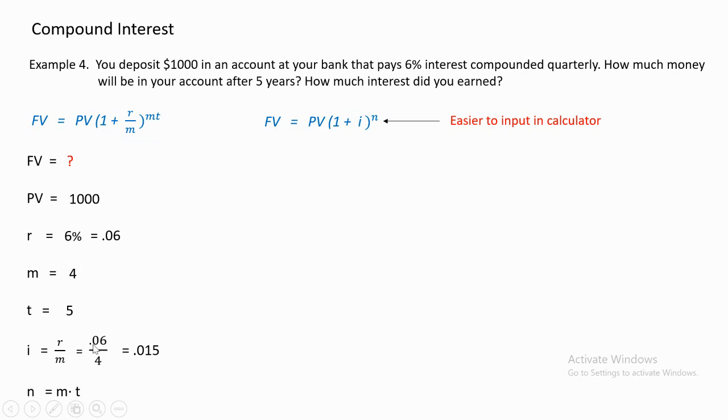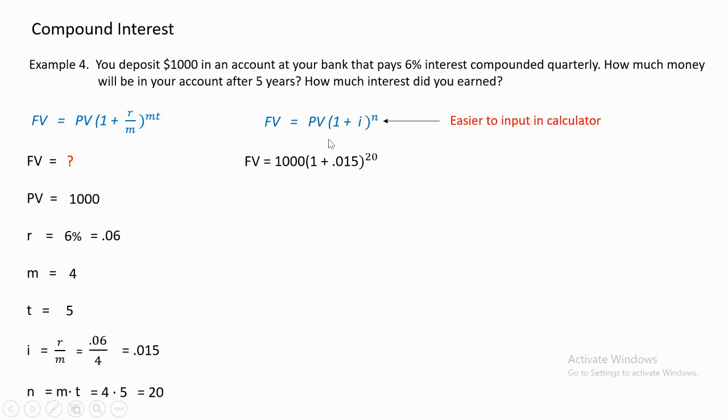So again, for example, here I divided 0.06 divided by 4, and it gave me something finite. So that's what I'm going to use for I. And the N is equal to N times T. So 4 times 5, which will be 20. Again, all we do is put the formula down and plug everything into the formula.